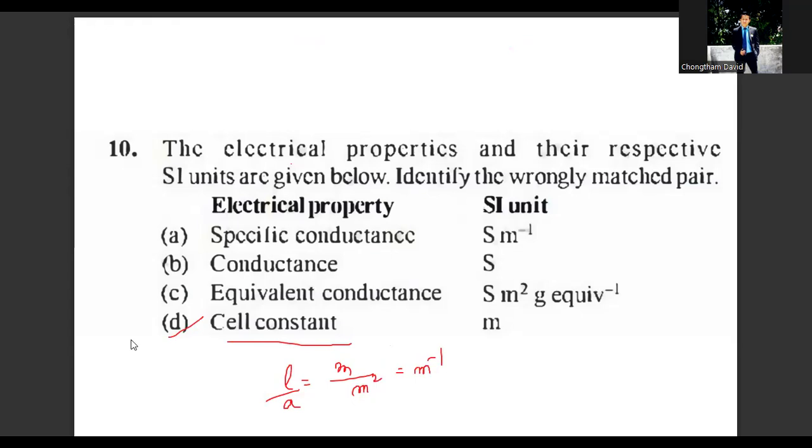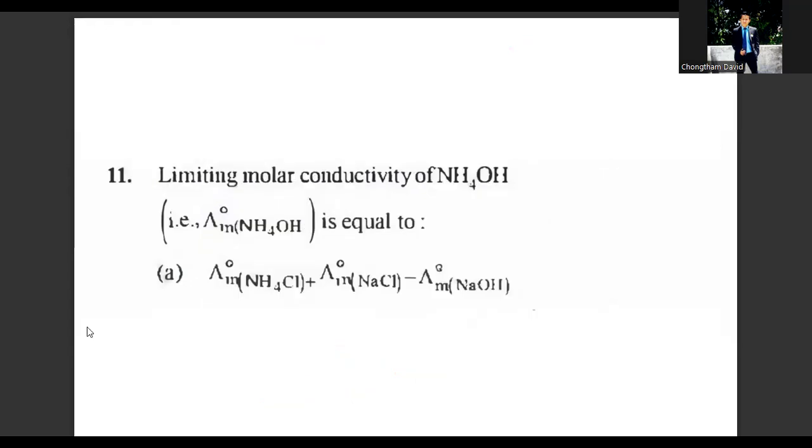Moving on to the next question, question number 11. Limiting molar conductivity of ammonium hydroxide. This is based on your Kohlrausch law. Okay, so you're given ammonium chloride. If I dissociate this, in general, you just write that all these are strong electrolytes. Strong electrolytes completely dissociate in the solution, and the degree of dissociation is unity. Now we need to find this limiting molar conductivity of ammonium hydroxide.